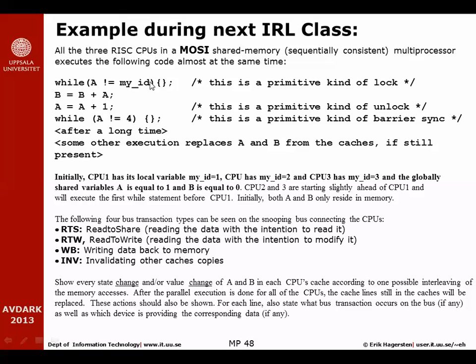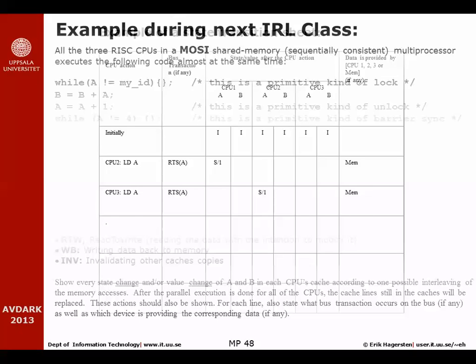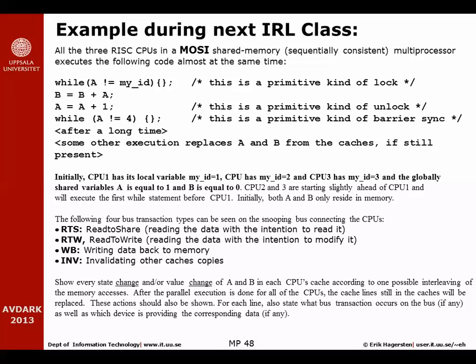Now, I want you to try to figure out how this piece of code will get executed by the three CPUs. And I want you to tell me in the coherent world what's going to happen. More specifically, I want you to fill in a sheet that looks like this, and that tells what kind of bus transactions are sent and what kind of state changes happen. Let's go back and see what this execution actually will do.